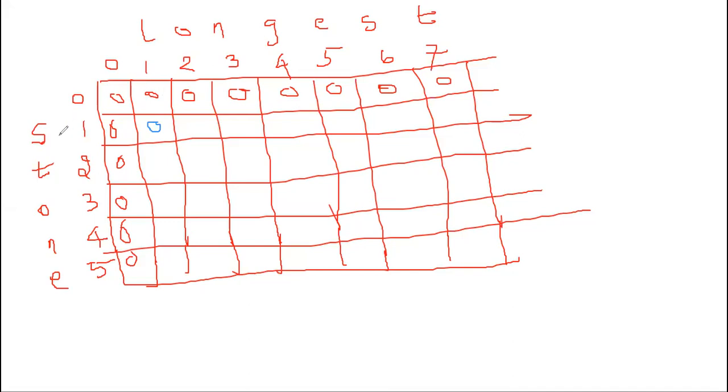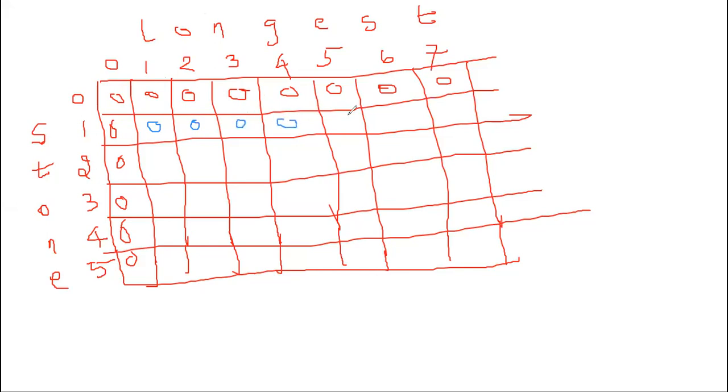Correct? So now the S is compared to O. What should I write here, and why? What should I write? 0, sir. Why 0? Maximum we need to take, the maximum of the previous row and previous column. So I'll just write 0. Very good.